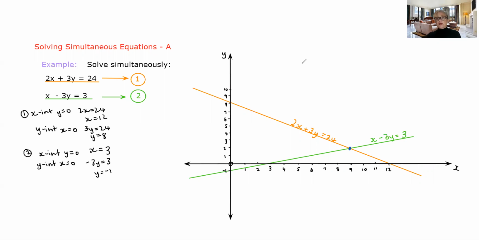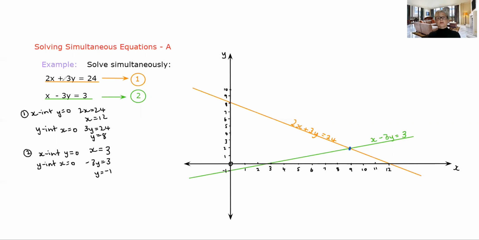So for example, say I was asked to solve these two equations simultaneously. The first equation is 2x plus 3y is 24, and I'm calling that equation 1, and I'm doing that graph in orange. And the second one, x minus 3y equals 3, I'm calling that equation 2 and colour coding that in green. So what does that mean if 2x plus 3y equals 24?